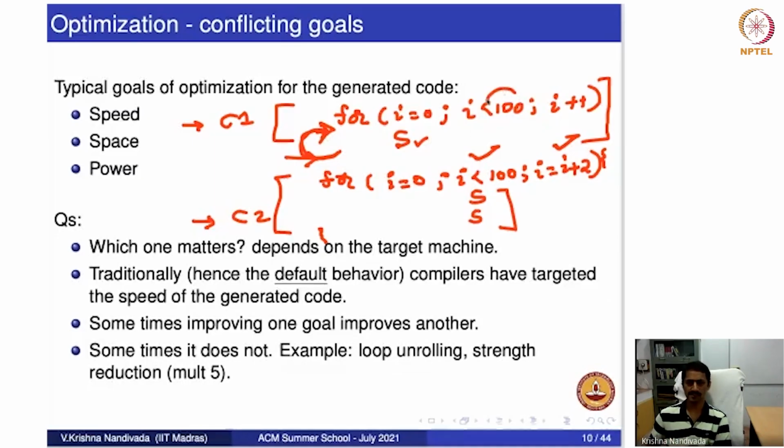Instead of 100, let us make it 2n, okay? If the complexity of S is some function f, then the complexity of C1 is order of n f, correct? Some function f. I'm skipping the details. What is the complexity of C2?